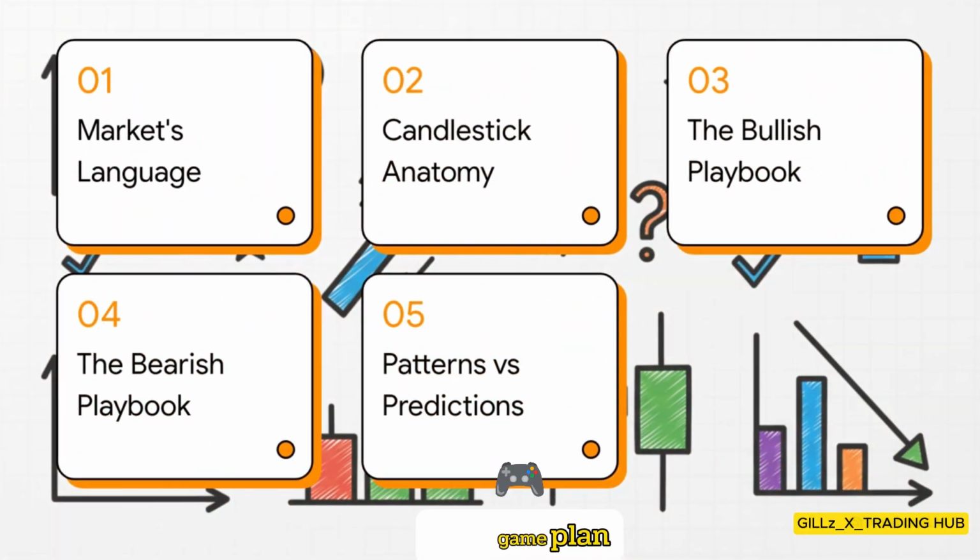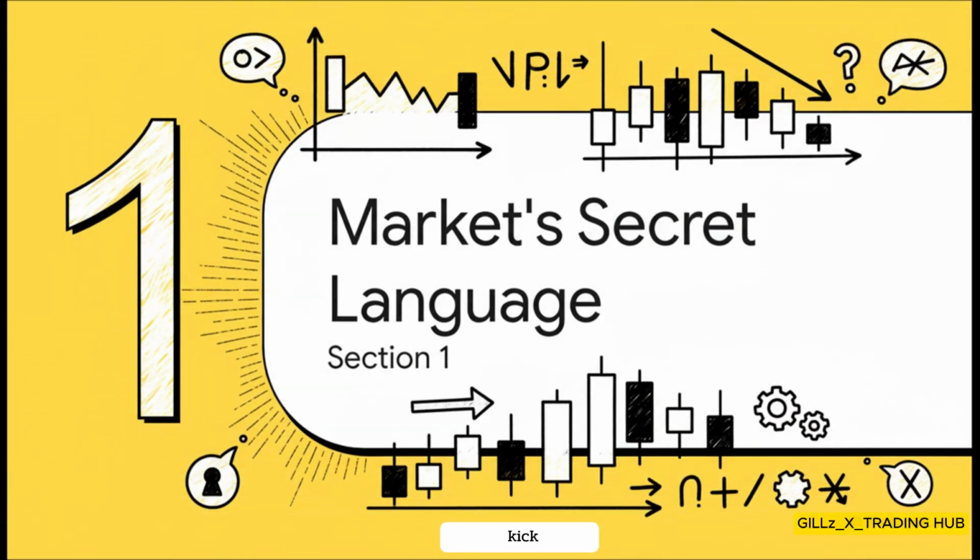So, here's the game plan for today. First, we'll talk about this whole idea of the market's secret language. Then, we'll get right into the nuts and bolts, the anatomy of a single candlestick. After that, we'll dive into the playbooks for both the bulls and the bears. And we're going to wrap it all up with a really crucial piece of wisdom about what these patterns really mean. All right, let's kick things off.